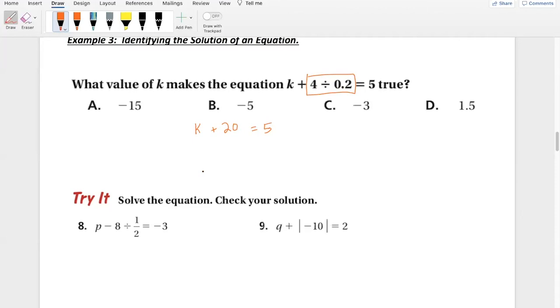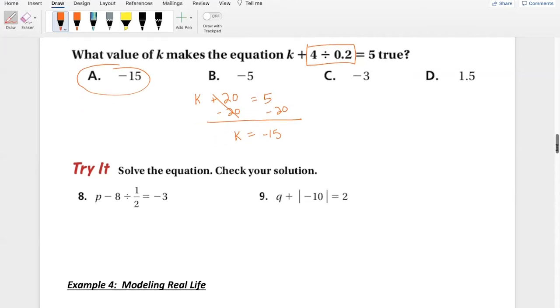And now I just have this one-step equation. My variable has adding 20 to it. So to cancel that out, I can subtract 20, and I would want to subtract 20 on the other side. Those cancel, and I have k, 5, and a -20. That gives me -15. So in this case, A would be our correct answer.